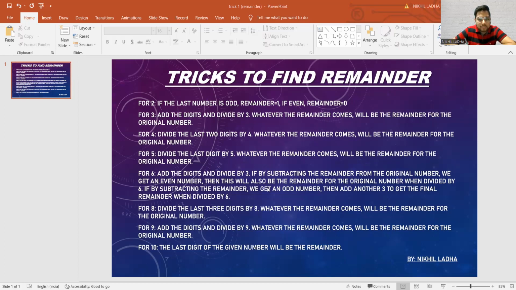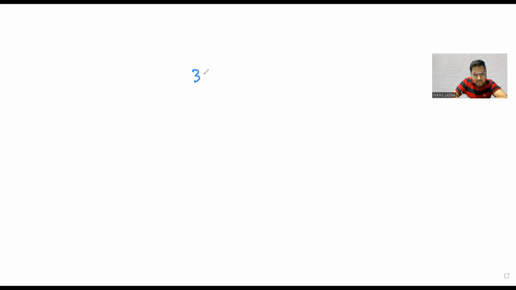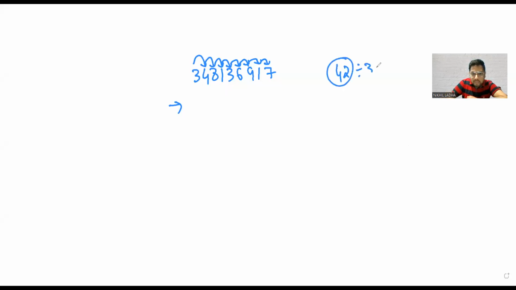Let's learn it practically. How to start? Let's take the number 348136917. The first step will be adding the digits. 3 plus 4, 7, 7 plus 8, 15, 16, 19, 25, 34, 35, 42. So we're getting 42. So 42 when divided by 3 leaves remainder 0.